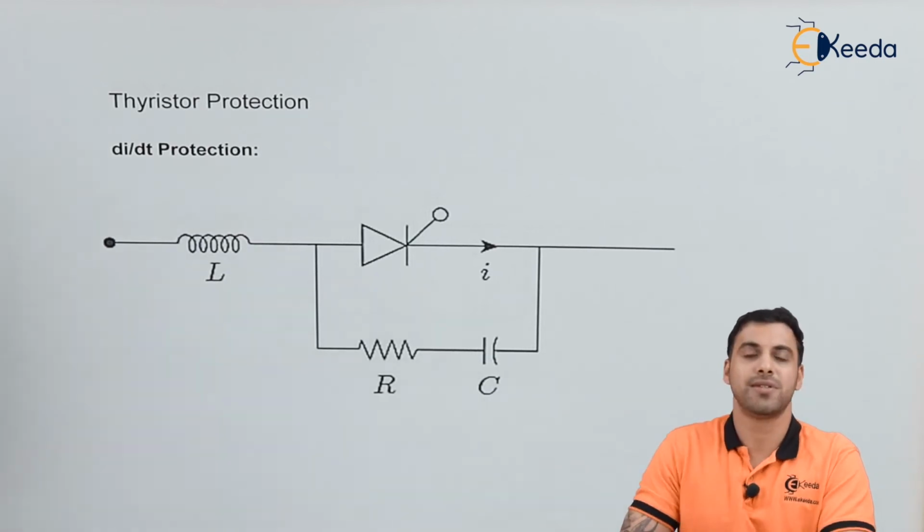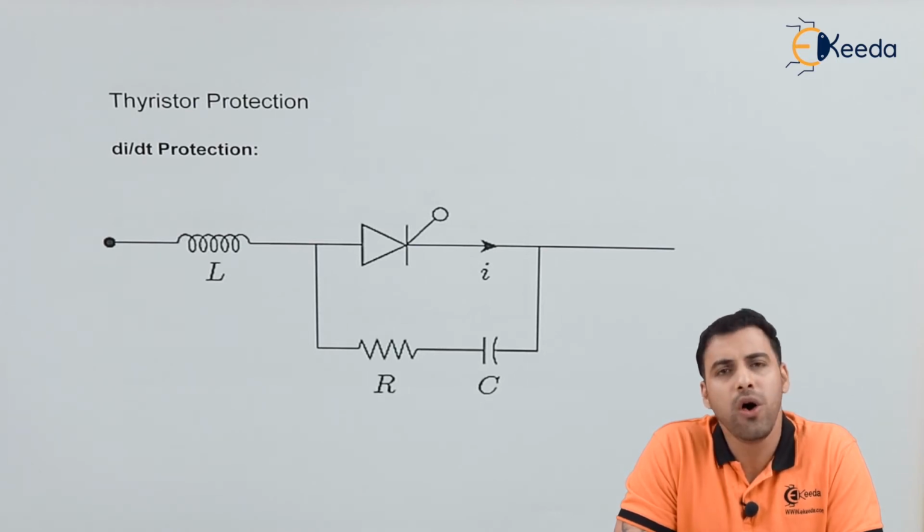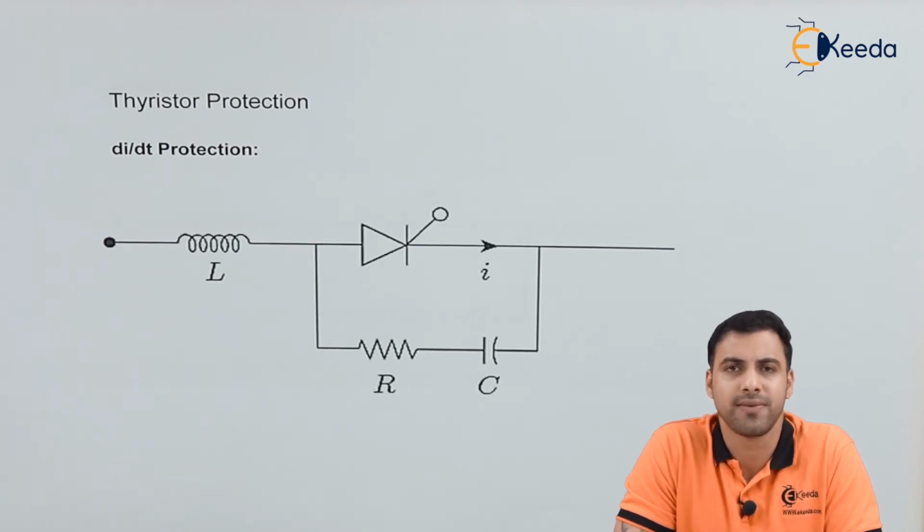Whenever an inductive load is connected in the circuit, or due to some other circumstances, the rate of change of electric current across the circuit reaches a very high level. Because of that, the thyristor gets triggered and starts conducting electric current, which is very dangerous.